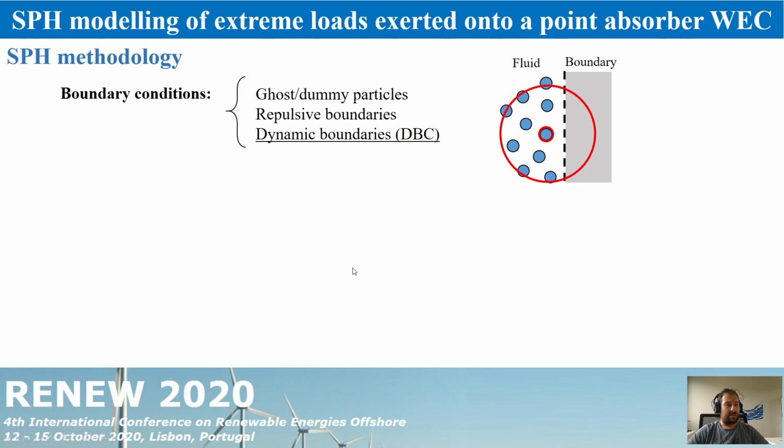Then, just to say something about the boundary conditions, this is still an open problem in SPH. We have different approaches: the well-known ghost and dummy particles. We can use repulsive boundaries, or we can use dynamic boundaries. In the case of dynamic boundaries, what we are going to do is discretize the boundary as a set of particles.